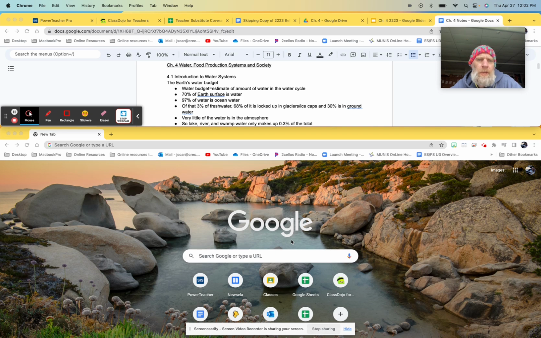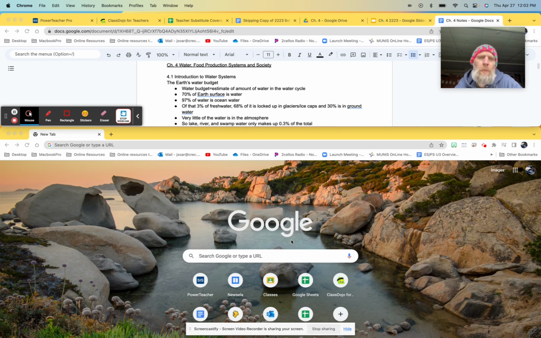So, introduction to water systems. The Earth's water budget equals an estimate of water in the water cycle. So you can only use so much of the water in the water cycle. You really can't use salt water that much. You can use it for some things, but generally it's pretty useless for us. Water that's locked up in glacier ice is not readily available, although we do get major side benefits from ice caps and glaciers. They're very important to us.